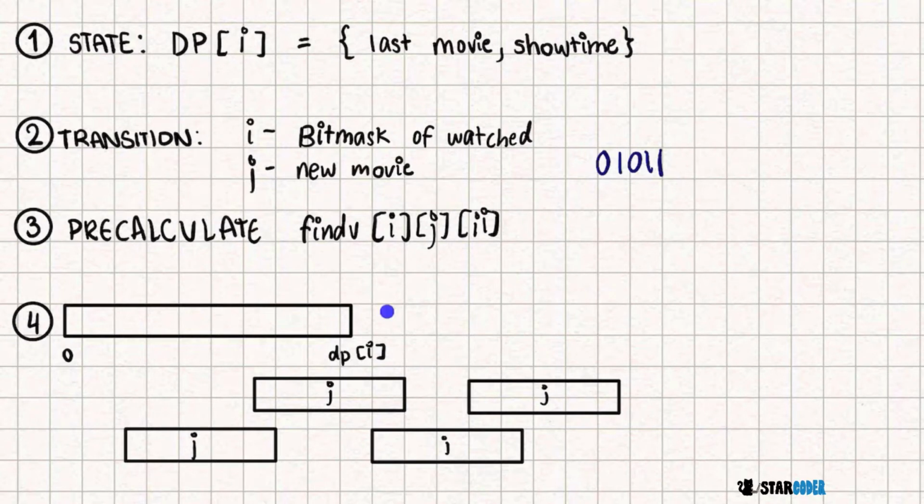We're going to create an array called findV with 3 dimensions. It's going to be I, the last movie we watched, J, the next movie we want to watch, and then II, which is going to be the showing of I.